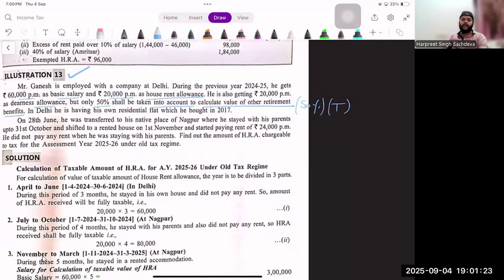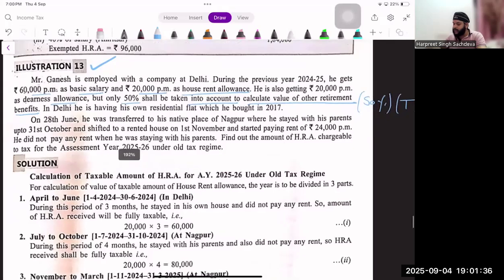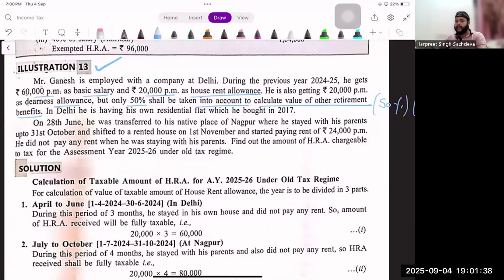We discussed yesterday. DA can be in terms or not in terms. Today they are saying in terms is 50%. So half portion of DA is in terms. In Delhi, he is also having his own residential flat which he bought in 2017. That's okay. On 28th June, he was transferred to his native place of Nagpur, where he stayed with his parents up to 31st October.